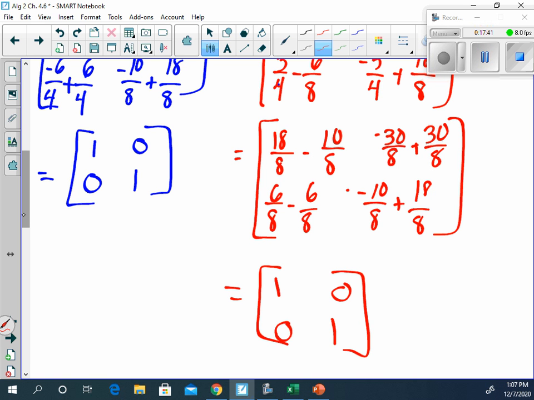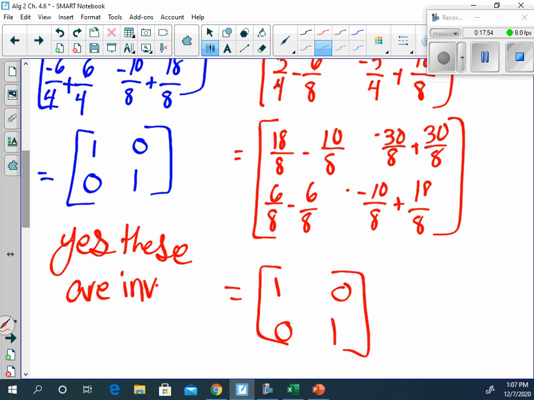So FG times GF equals the identity. So yes, these are inverses. Because since their product, going either direction, gives us the identity, they are inverses of each other. They are inverses of each other.